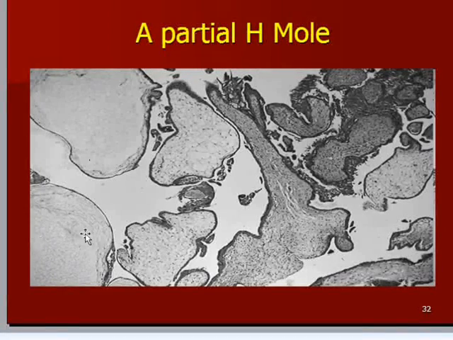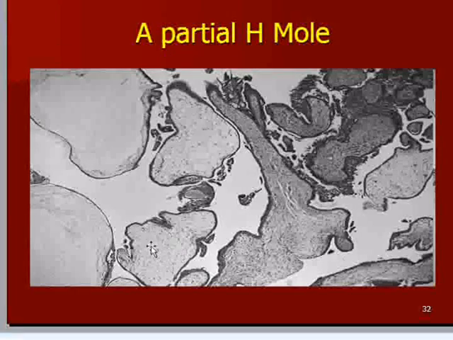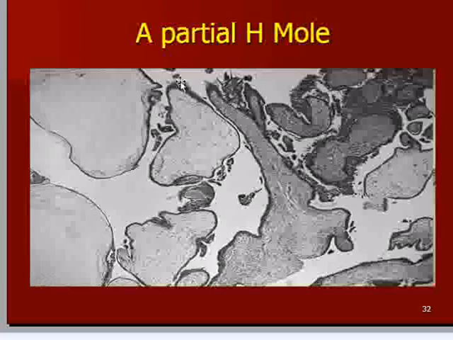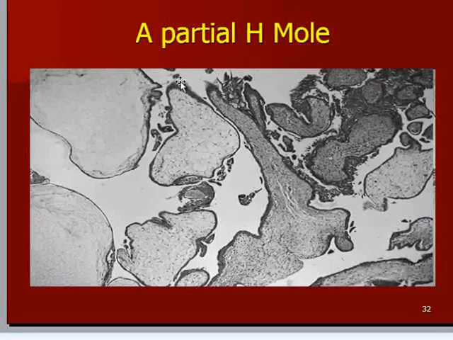This is also another avascular cystically dilated villi. This is also a cystically dilated villi. So these are all abnormal. But look at this area. These villi are classically normal. It is not edematous. There are blood vessels, though we cannot see that. We need a microscopy, a higher magnification to see them. So this is a microscopic appearance of a partial hydatidiform mole.